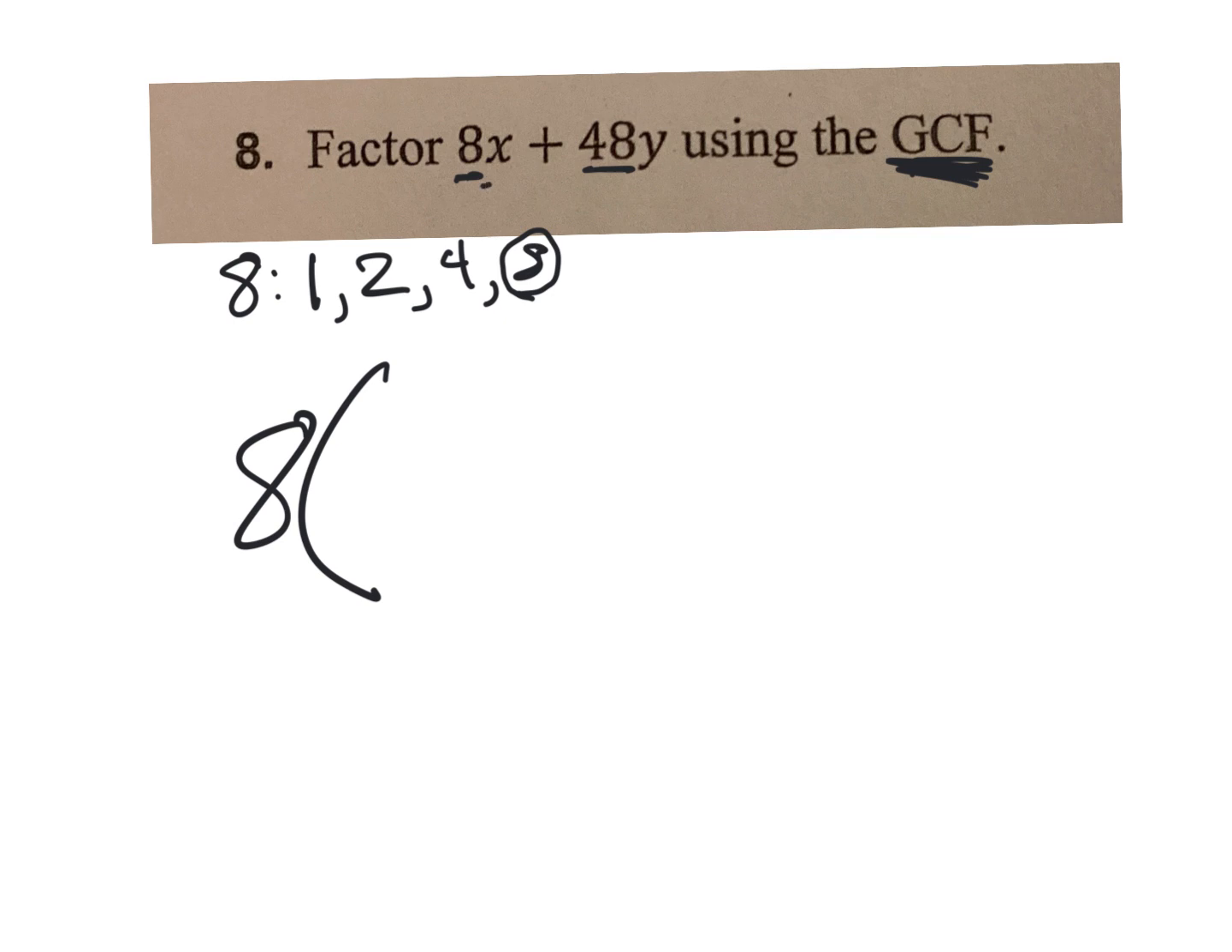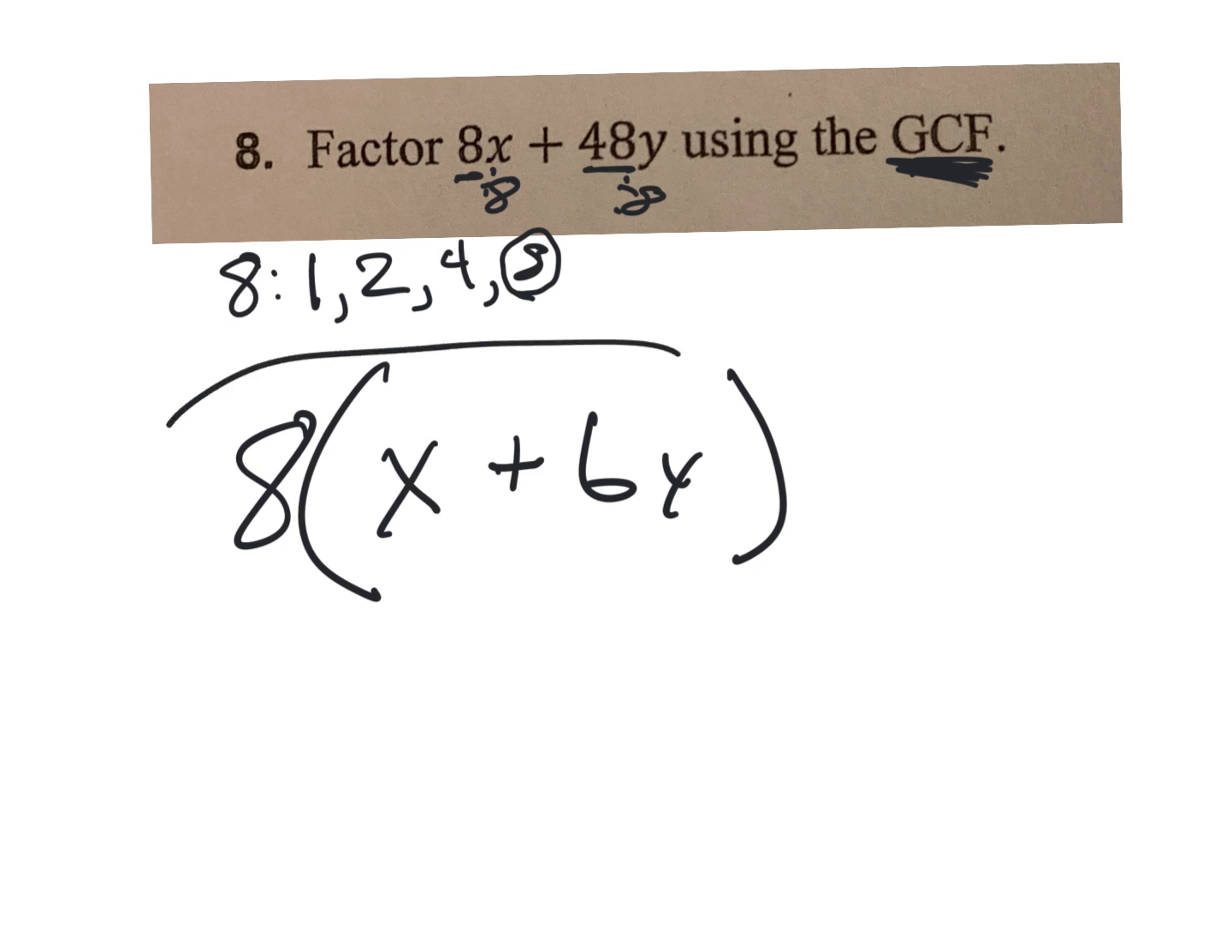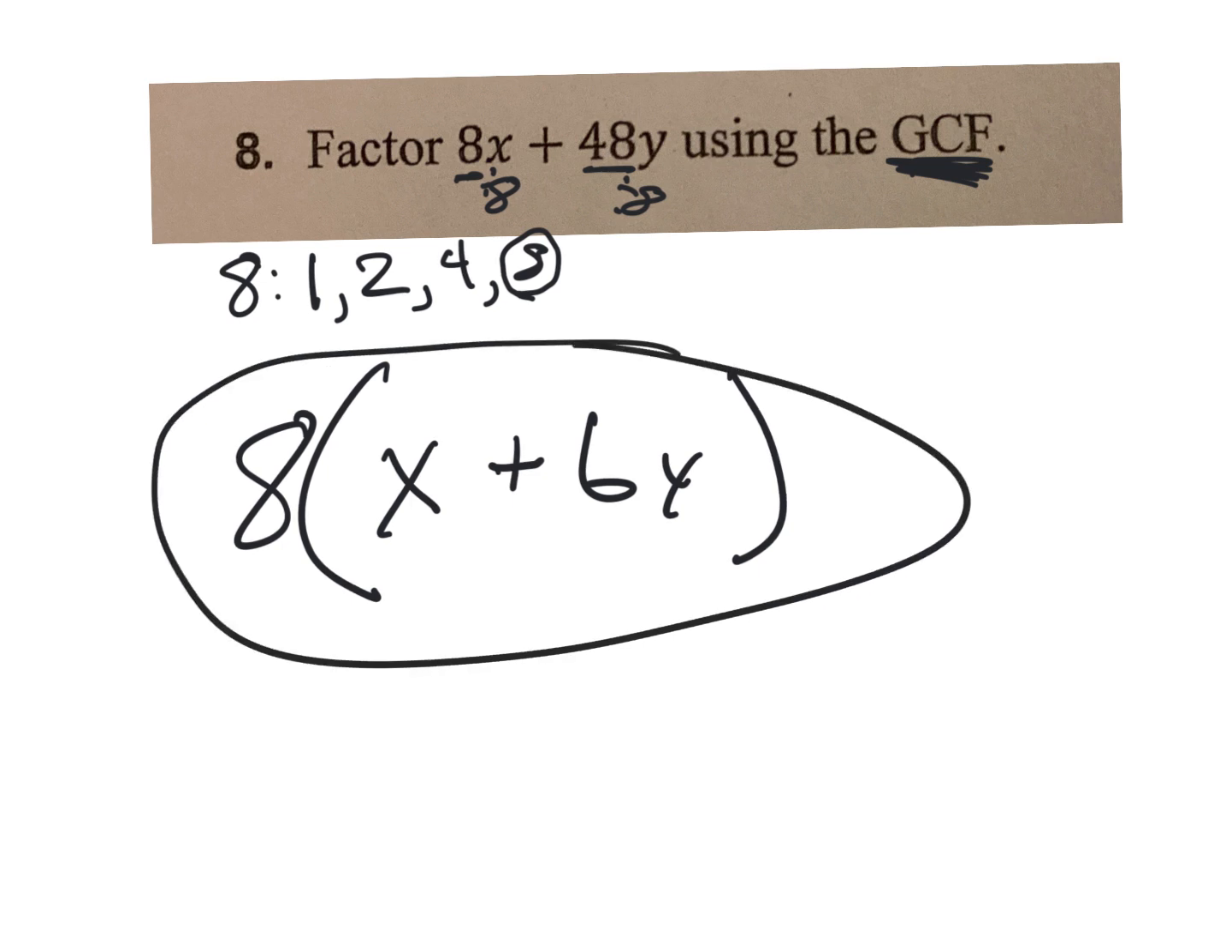Then I just divide each side by 8. 8 divided by 8 is 1, so that's x, plus 48 divided by 8 is 6y. And that is how you do the factoring.